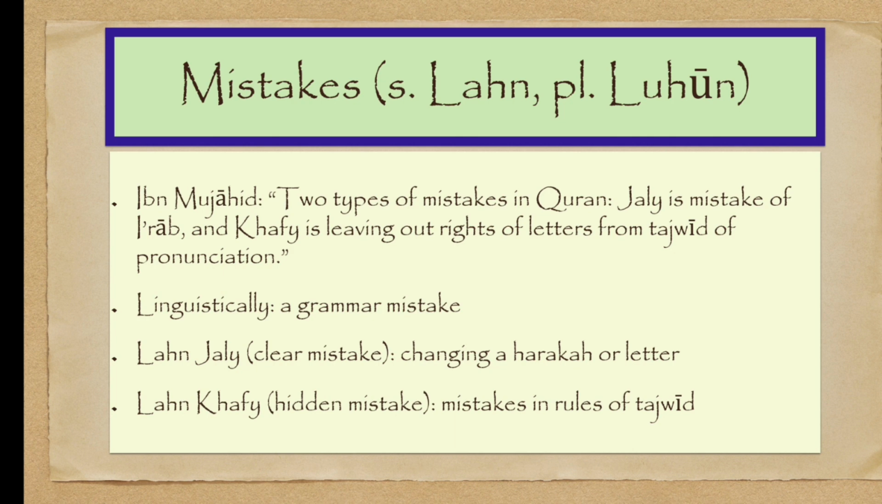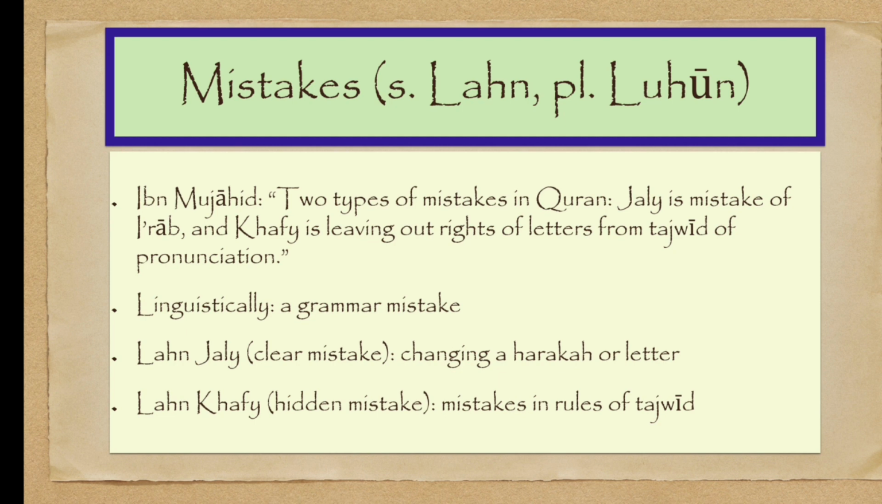And in Tajweed, lahn jali, like even Mujahid mentioned, jali is a mistake of i'rab. So in Tajweed, lahn jali is a clear mistake. For example, changing a haraka or a letter. So, for example, in Surah Al-Fatiha, instead of saying صِرَاطَ الَّذِينَ أَنْعَمْتَ عَلَيْهِمْ, which means you have blessed, you're talking to Allah, if, for example, one said أَنْعَمْتُ, which would change the meaning. So this is a clear mistake.